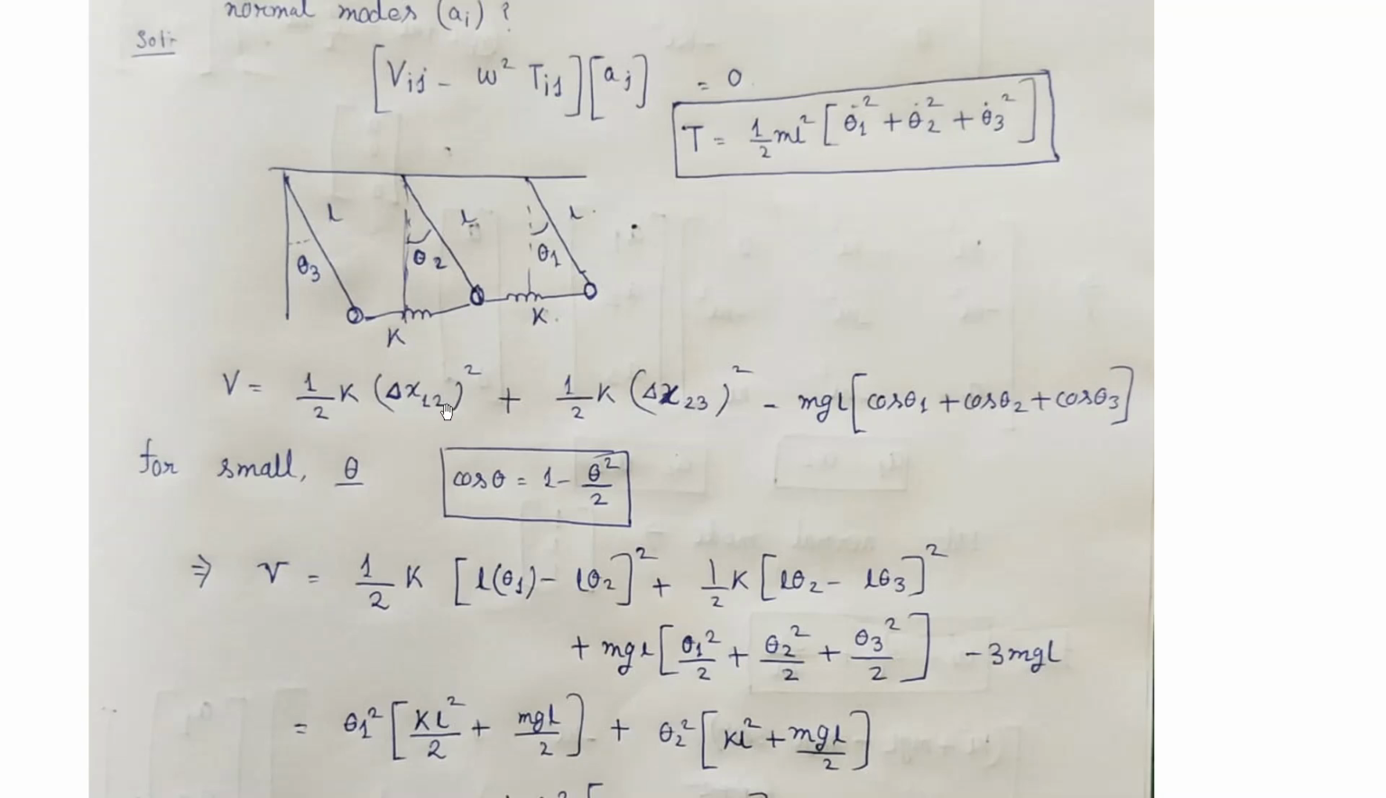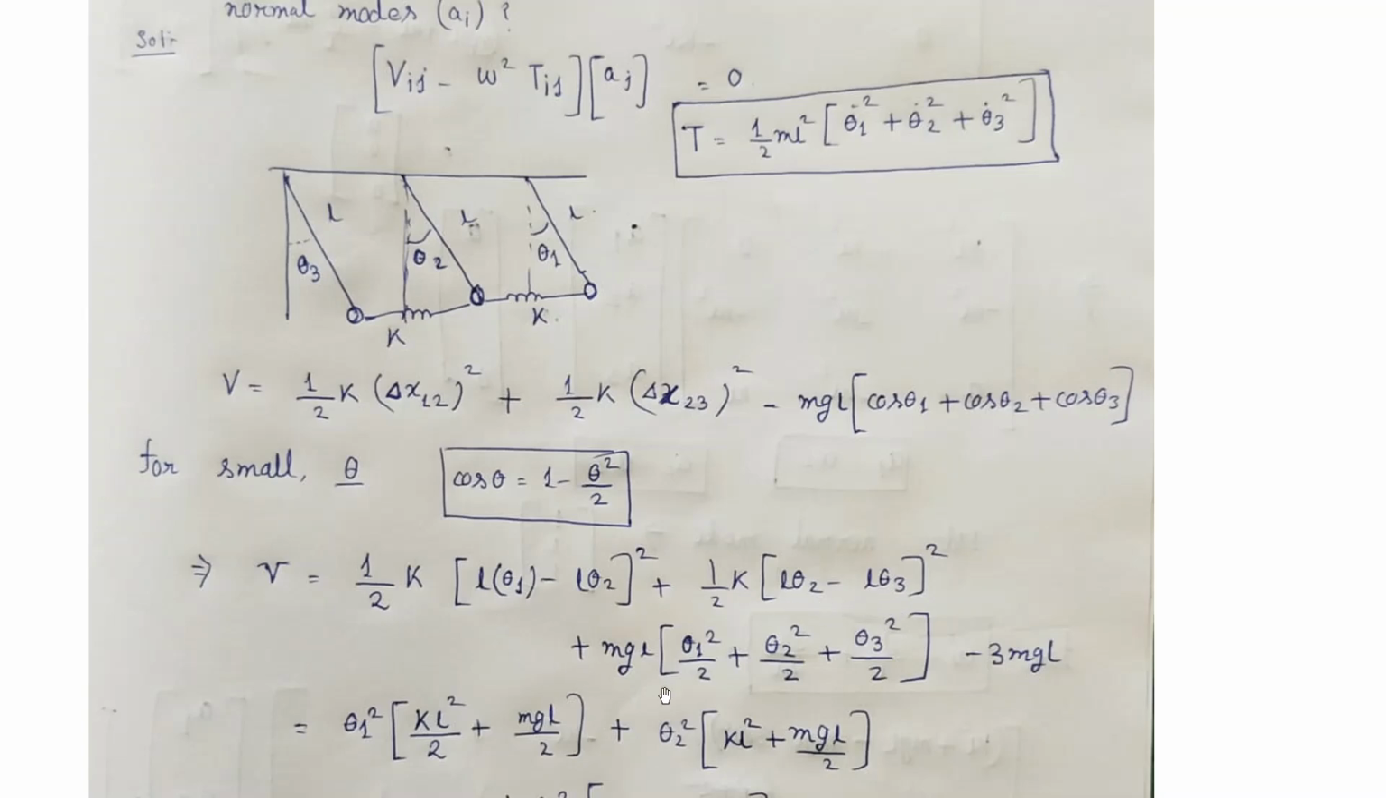And for delta x12, what is delta x12? See, the first spring has gone through a first extension of L theta 1. L theta 1 is the arc length when you displace it by angular displacement theta 1, and then it has another contraction, that is L theta 2, which is also an arc length. So overall its change of length is L theta 1 minus L theta 2. This is the change of length of the first spring, and similarly the change of length of the second spring is L theta 2 minus L theta 3, the change of arc lengths actually.